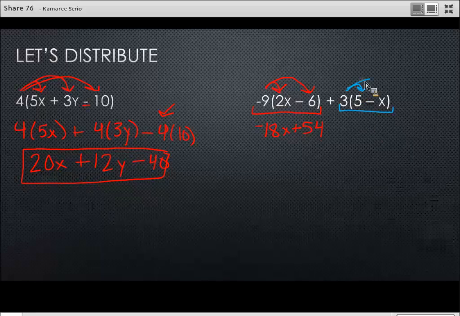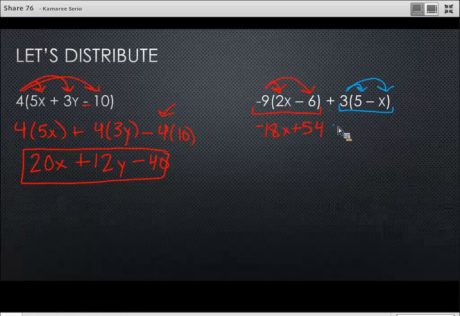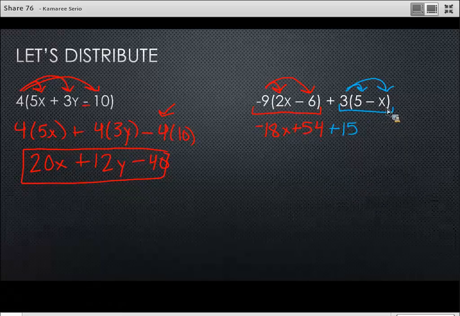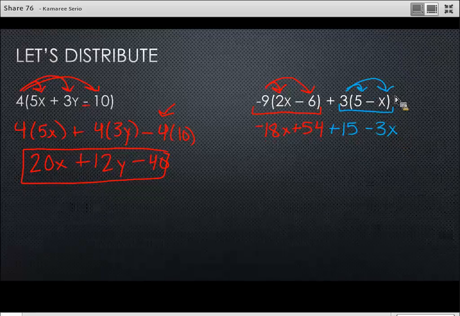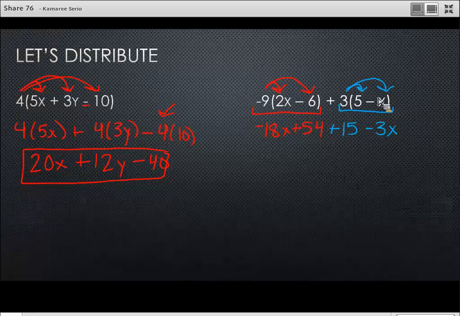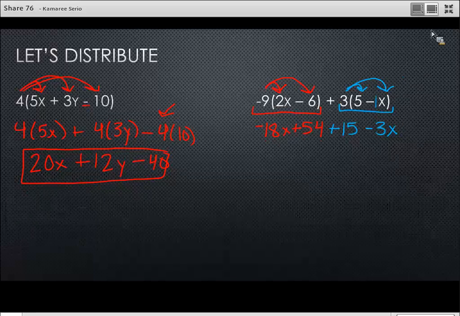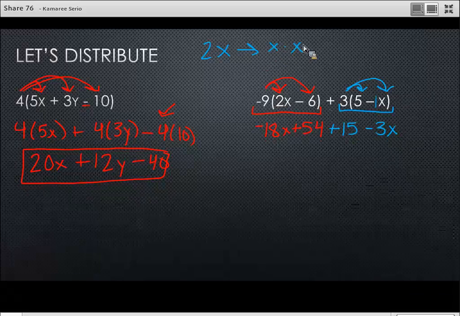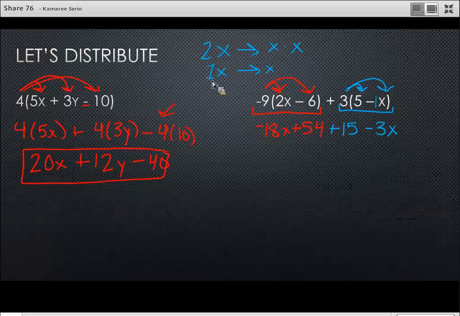Now over here, in our second distribution, I have 3 times 5, which is 15, and it's positive, so I'm going to put a plus sign. And I have 3 times x. Remember, this x has a minus sign in front, so it is negative 3x. If you don't know this already, anytime there's just a lone variable like an x here, there's always an invisible 1 in front of it because 1 times anything is just x. If I were to have 2x, I would have 2 times x. If I have 1x here, I just have 1x, so that's why I can put a 1.